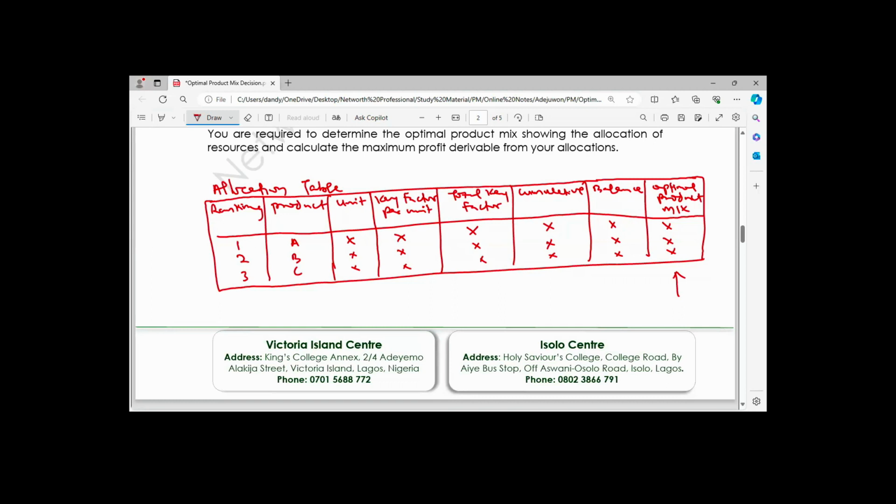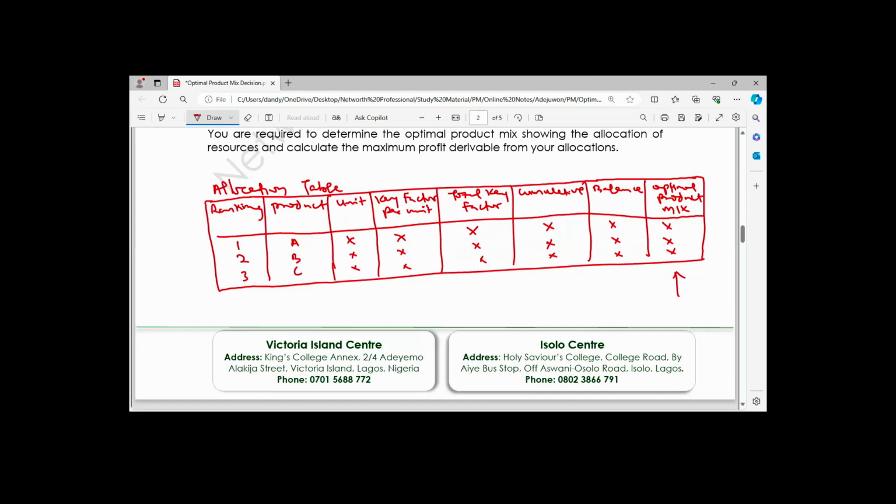Then, finally, after the allocation, we determine the profit derivable from the allocation. So let me recap again on the procedures involved in determining the production plan under the key factor approach. I said the first step is to determine the key limiting factor. And I said the key limiting factor can be determined by comparing the required resources versus the available resources, whether it will result in a surplus or a shortfall for the organization.